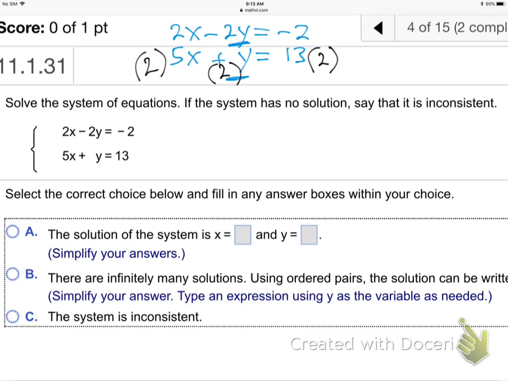So crank that out, and then you should be able to get the answer for one letter, and then plug in to get the other one. Give you just a second.